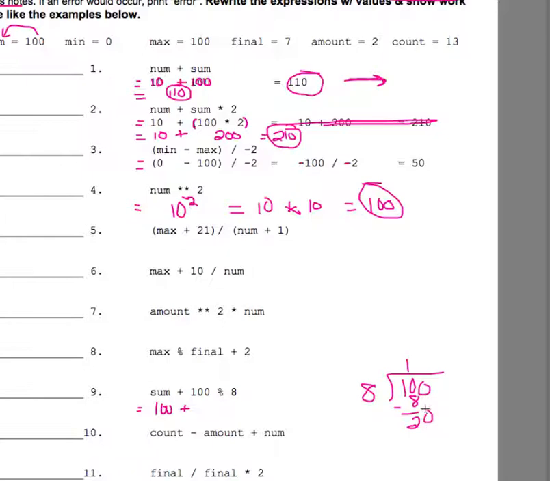We drop down this 0. That goes in there 2 times. 2 times 8 is 16. We really don't care about the 12. We care about this final number that an elementary teacher taught you is considered the remainder. We don't keep going to decimal places.